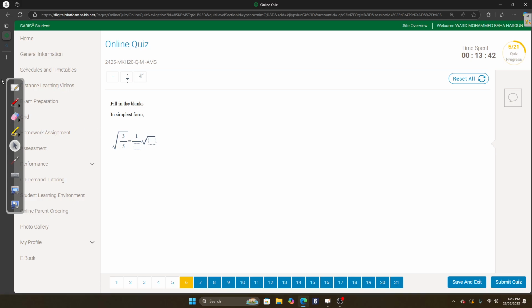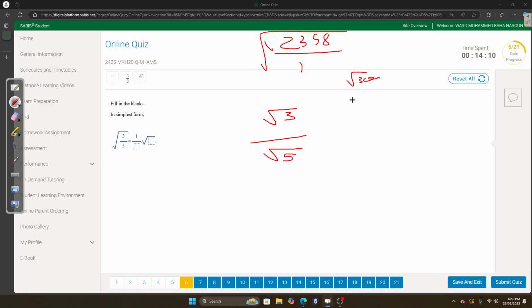Okay guys, in this one, you see how the radical covers the whole thing? If you want to make it easier for yourself, it's radical 3 radical 5. You just distribute it to both of these numbers, since it's for the whole thing. Let's say another example, you have 2358 over 1, and it's the radicals for the whole thing. It's just radical 2000 whatever over radical 1, okay?